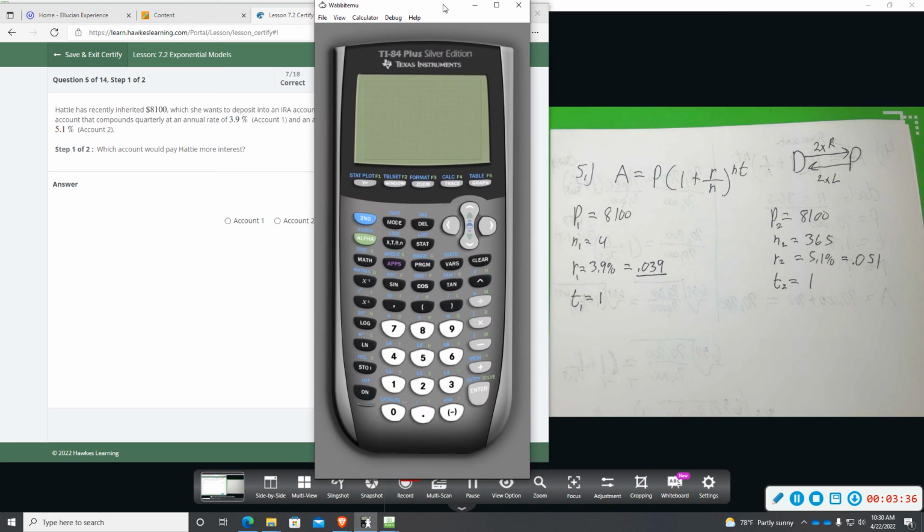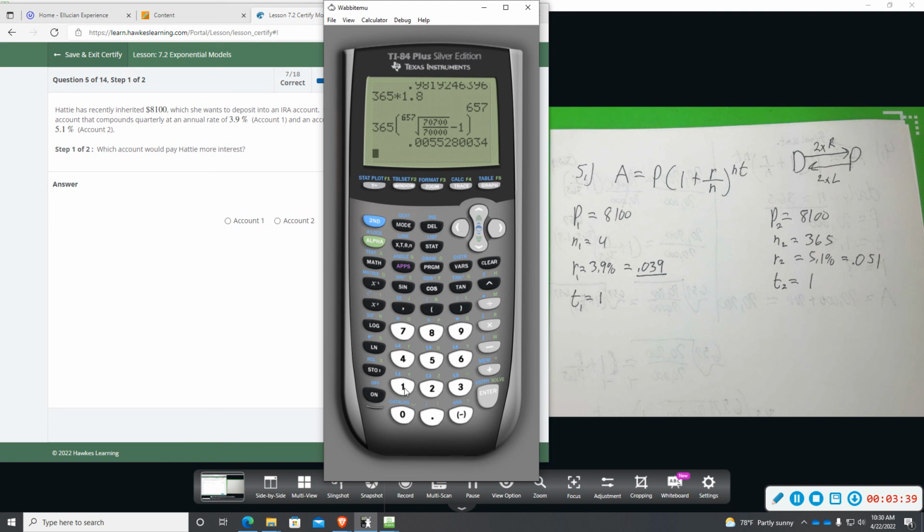So, turn this on. I'm going to do 8,100, parentheses, 1 plus R divided by N. So R is going to be 0.039, divided by N, which is 4 in this case, close parentheses. And then you're going to raise it to the power of N times T, which is just 4 times 1, or I can just put a 4 up there. And this is what I get.